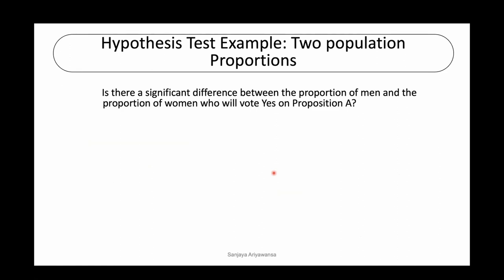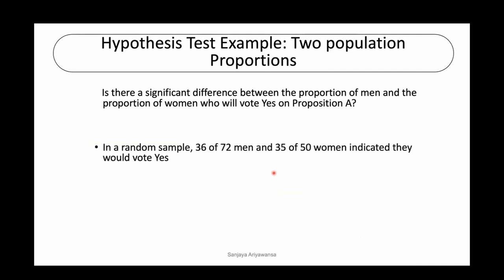So one example: is there a significant difference between the proportion of men and the proportion of women who will vote yes on some proposition? In a random sample, 36 out of 72 men and 35 out of 50 women indicated they would vote yes. You have to test at the 0.05 level of significance. What do we do? So what are they asking? They're asking whether there's a significant difference between the proportion of men and the proportion of women. Proportion, so that means they're talking about population proportions.